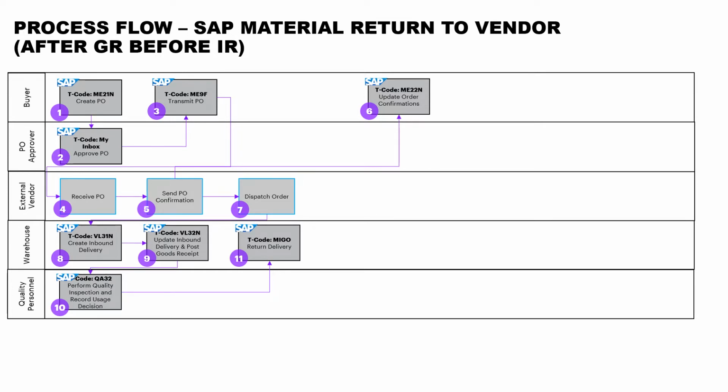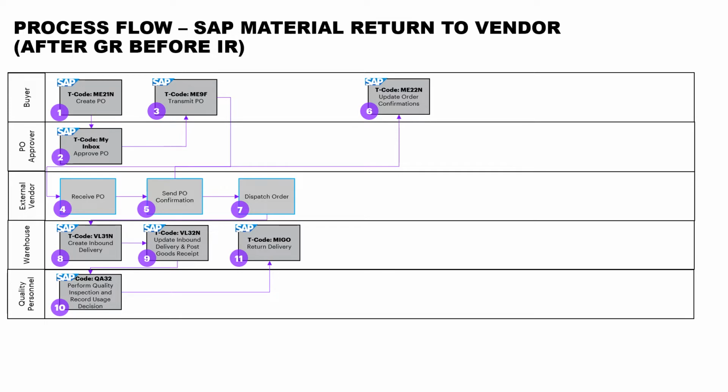And of course, for this scenario, we build it with the integration with quality management, and that's why you see that quality personnel is involved, because as soon as we do the posting of the good receive, the inspection log will be created automatically, okay, and the material will be posted into the quality inspection status, all right, and then now quality personnel will then do the quality inspection and record their usage decision on this material and batch through the QA32 transaction code.